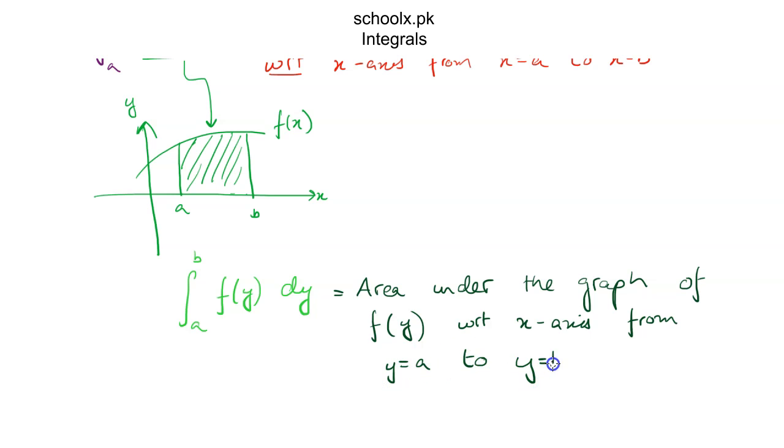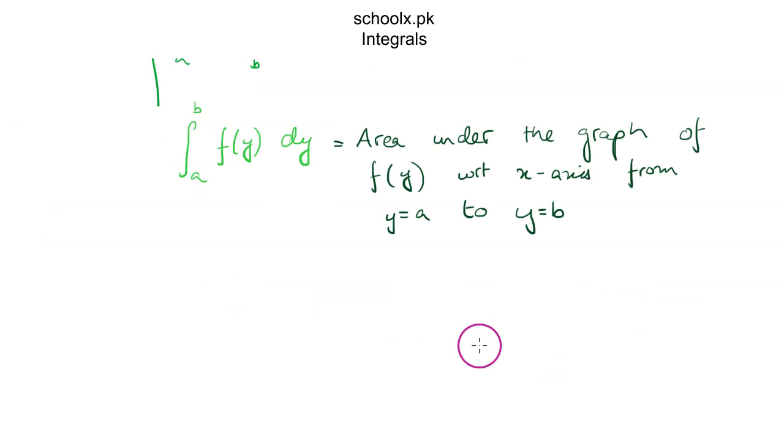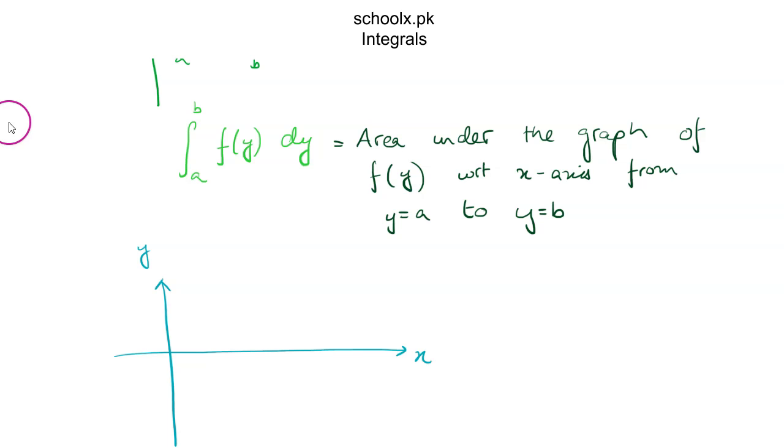I know this is a little bit confusing, but let me draw the graphical representation of this and hopefully you'll understand it. So this will be presented like this. This is my x-axis, this is my y-axis, and this is my curve f of y. Now the answer of this integral will give me the area from y equals a to y equals b, this area right here. Alright, now we'll learn about this thing later on, but this is quite important.